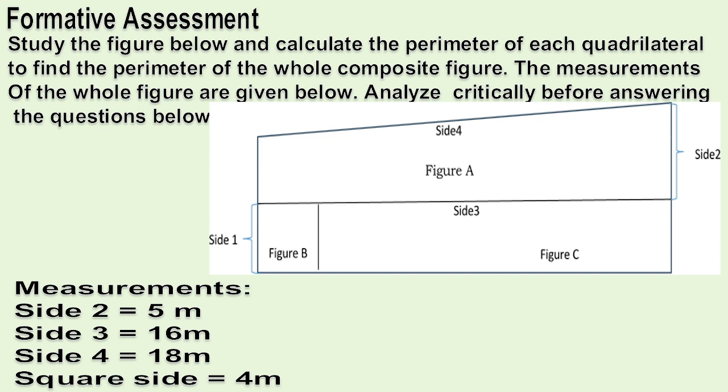Formative assessment. Study the figure below and calculate the perimeter of each quadrilateral to find the perimeter of the whole composite figure. The measurements of the whole figure are given below. Analyze critically before answering the questions below. So measurements: side 2 equals 5 meters, side 3 equals 16 meters, side 4 equals 18 meters, square side equals 4 meters.